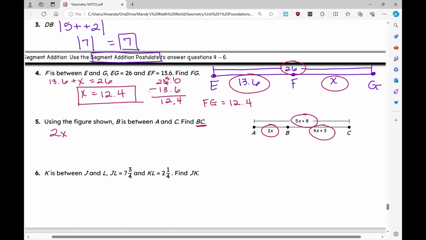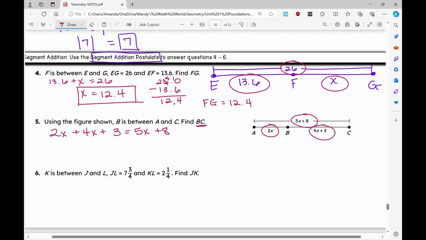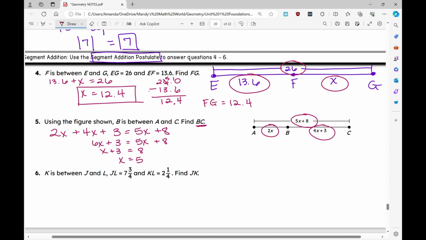2x plus 4x plus 3 equals 5x plus 8. Now we're just going to solve this algebraic equation. First thing I'm going to do is combine like terms on the left side of my equal sign. 2x plus 4x is 6x plus 3 equals 5x plus 8. I'm going to subtract 5x from both sides, so I get x plus 3 equals 8. I'm going to subtract 3 from both sides, and I get x equals 5. Am I done? I'm not done. This asks me to find the length of BC, and I found what x is.